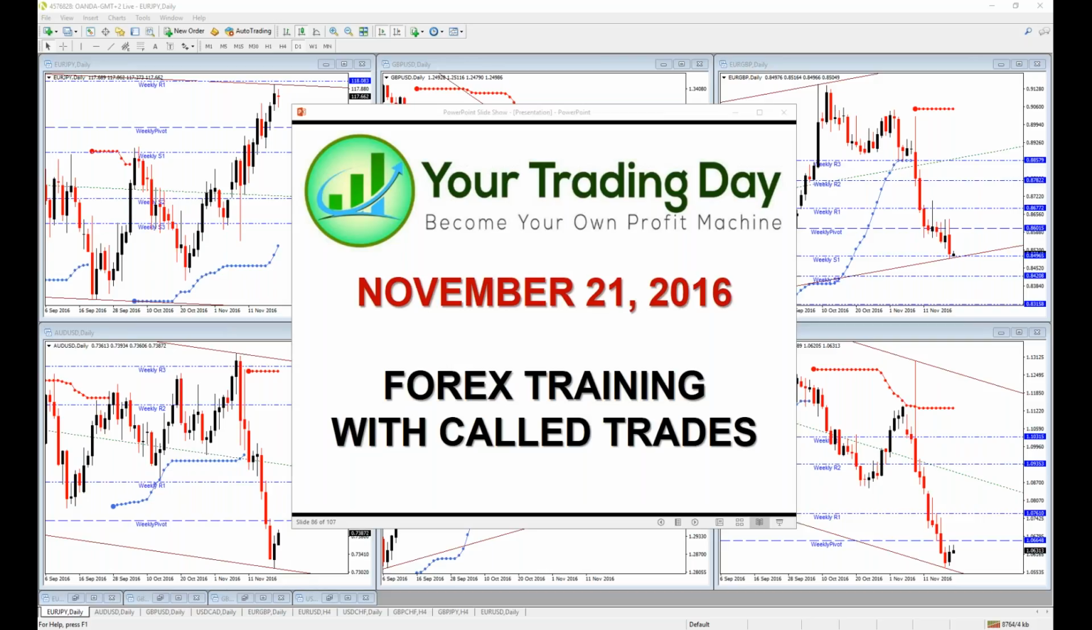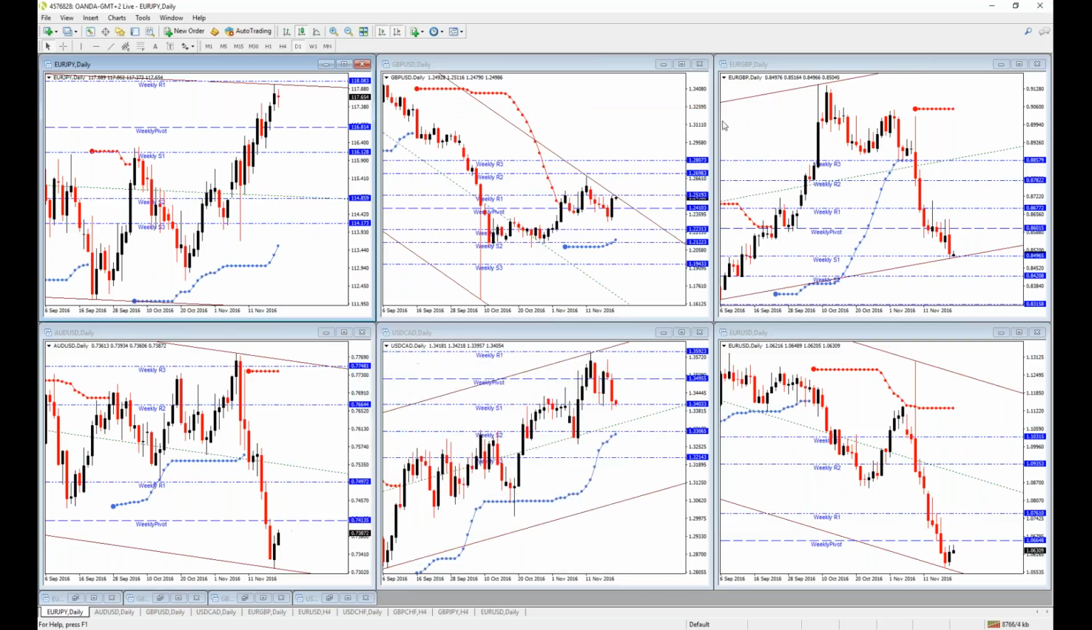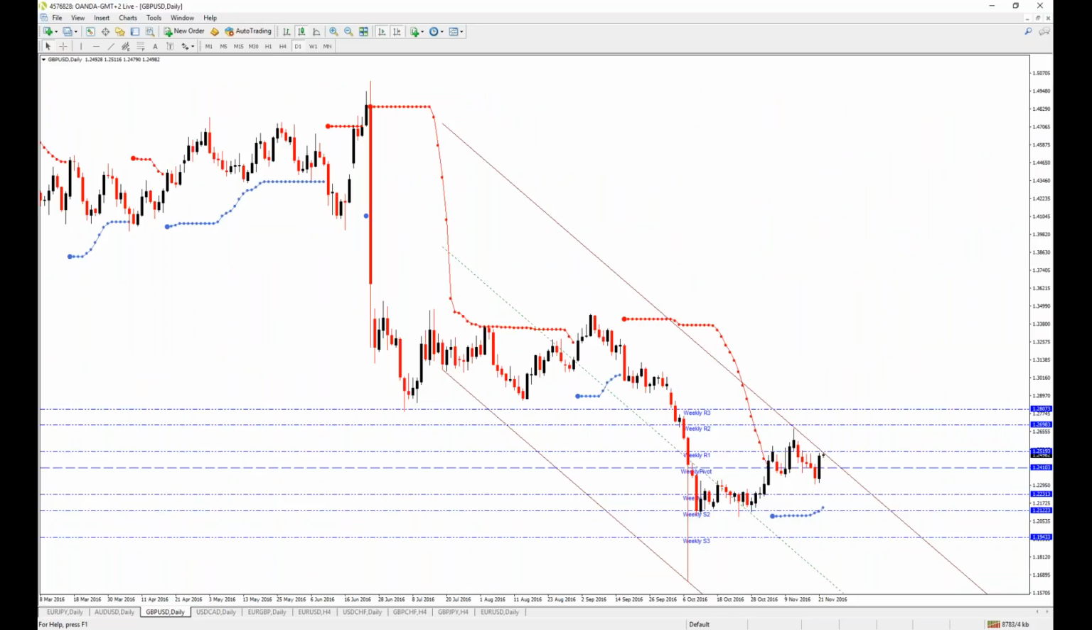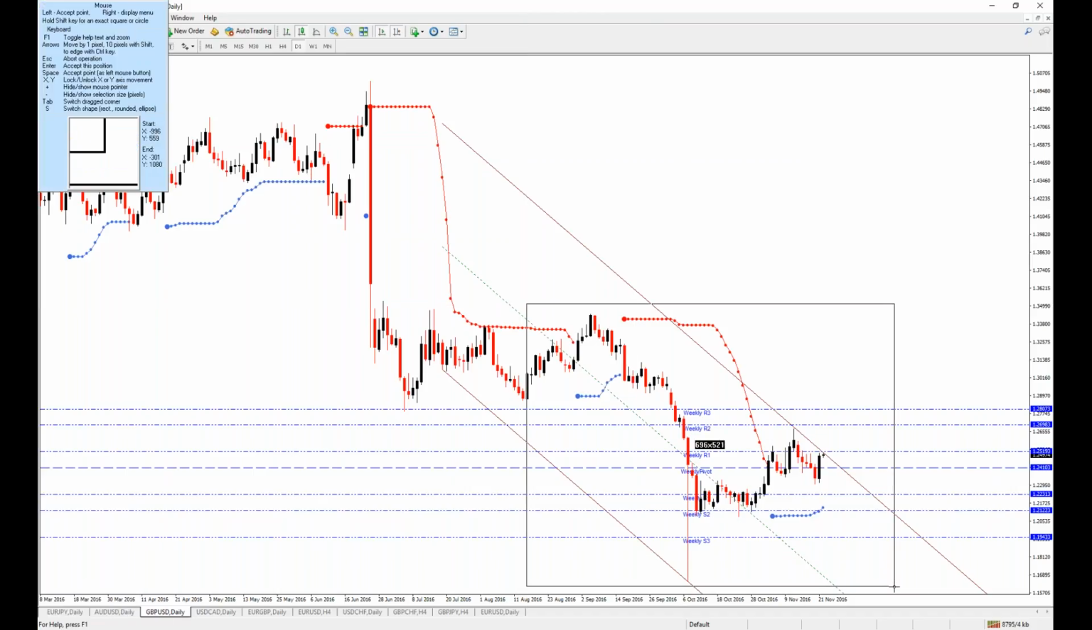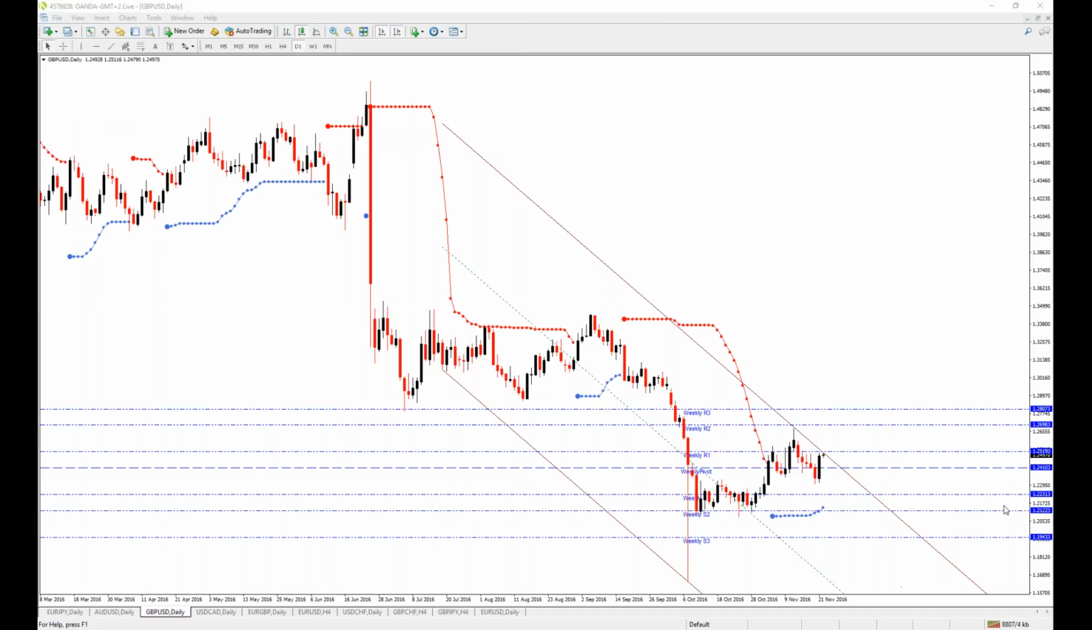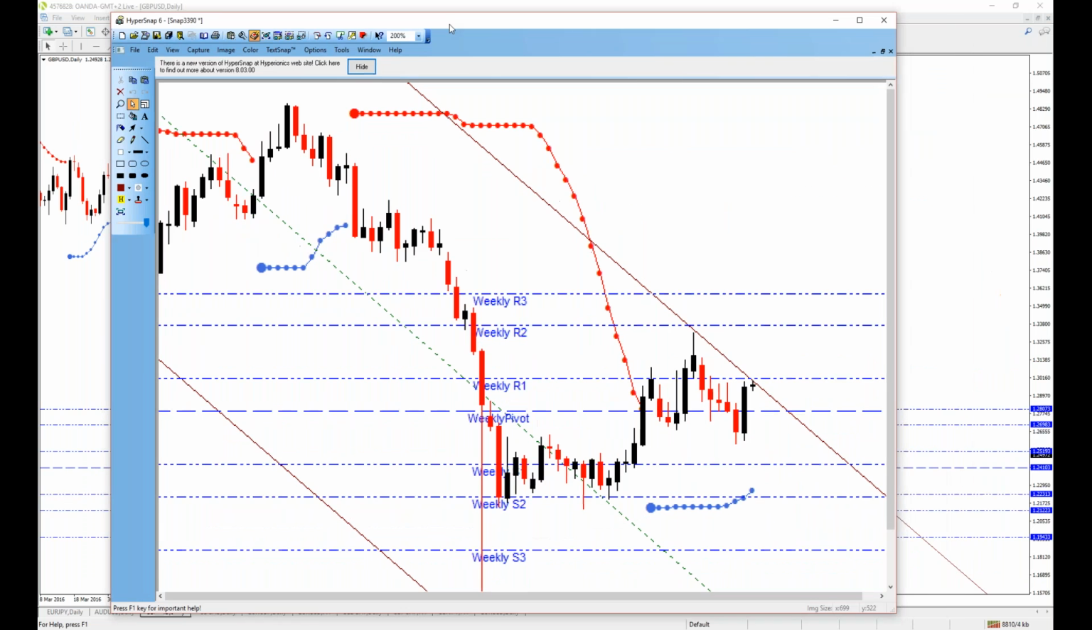So with that being said, I'm going to bring up one of these charts, the best one possible, to show you all the different indicators. So I think I'll bring up the Great British Pound US dollar, and I'm going to take a snapshot of it. And what this will allow me to do is point out certain aspects of what you're looking at.